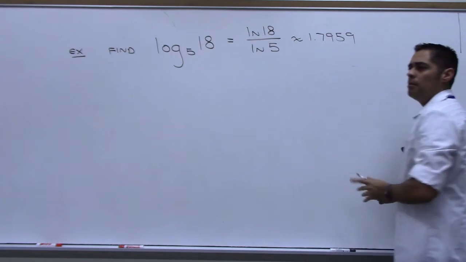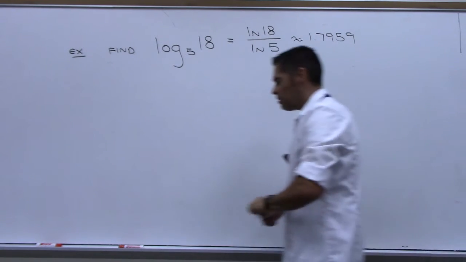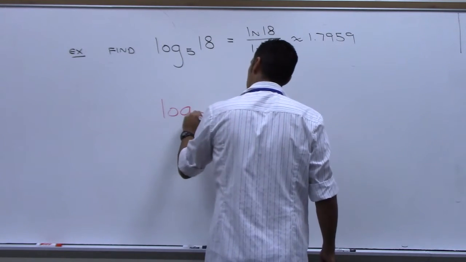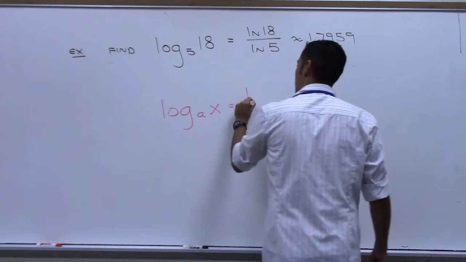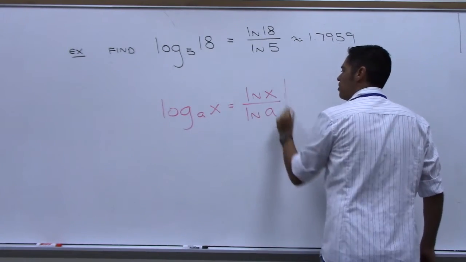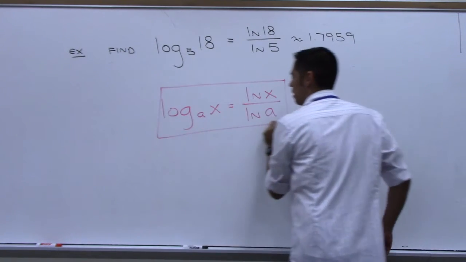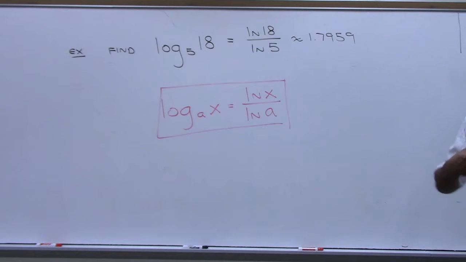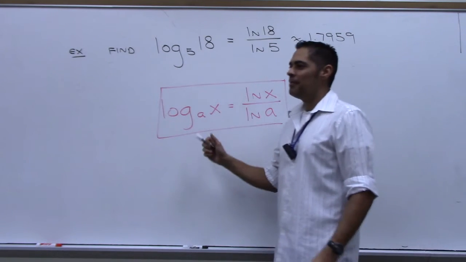You're confused? Okay, yeah, because you weren't here last time. This is why. Because we have a formula from last class. It's called the change of base formula. And look, I'm not even giving you a hard time. They're giving you a hard time.